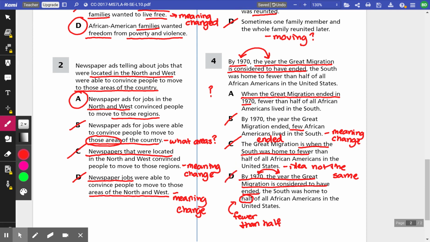And that only leaves answer choice A for us, and answer choice A is the correct answer for number 4.